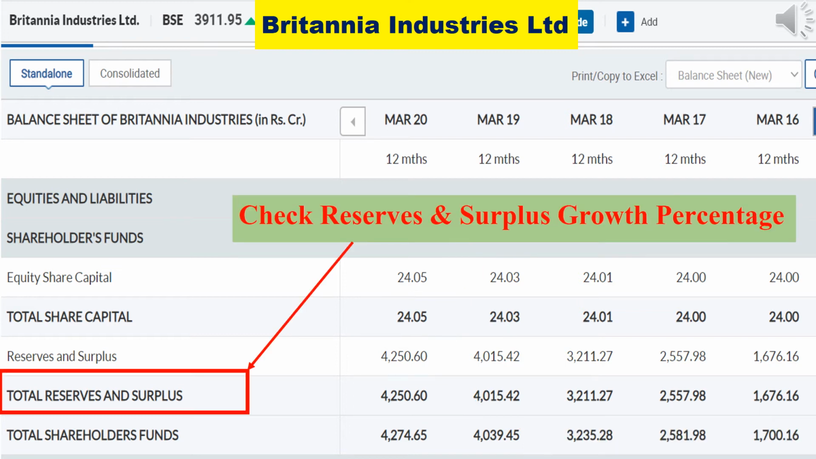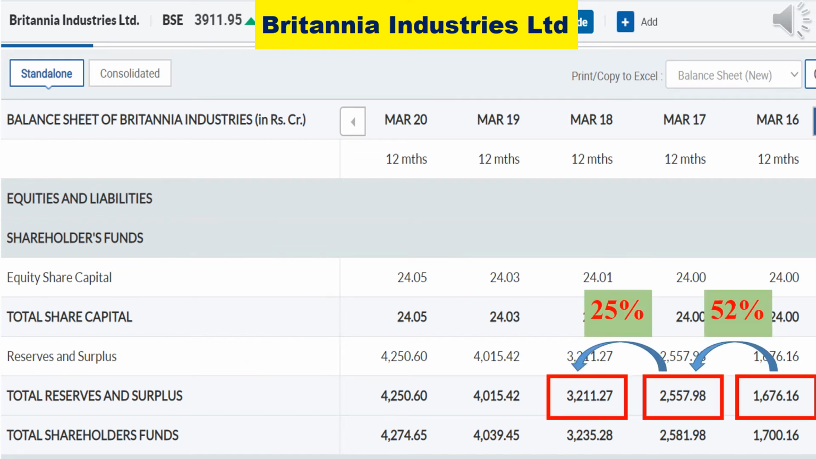In the reserves and surplus parameter, what we actually have to check is how much percentage reserves and surplus is increasing year by year. Always the previous year data will be mentioned on the right side and the current year data on the left side. In Britannia, in 2016 reserves and surplus is 1,676 crore rupees. In 2017, it is 2,558 crore rupees. That is, compared to 2016, in 2017 reserves and surplus had increased by 52%.